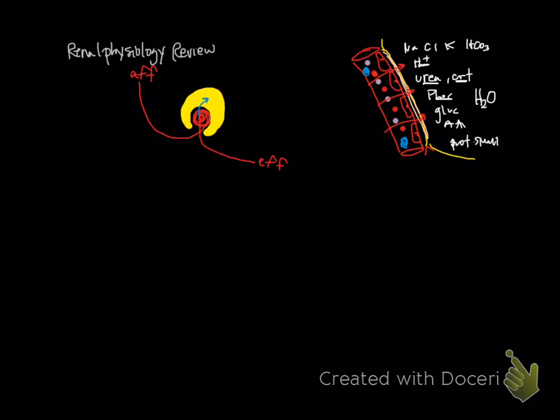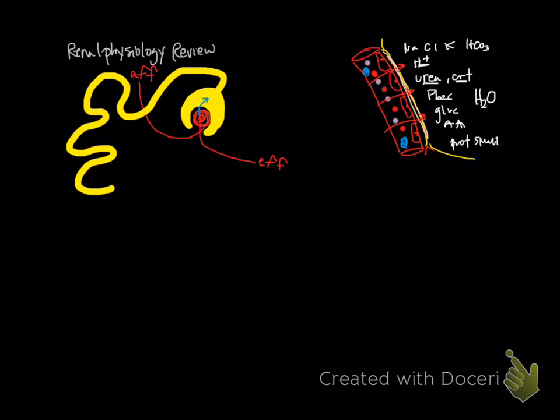the functional unit of the nephron, again, is the glomerulus plus the tubule. So that's our nephron. So let's move on to the tubular part, and we're going to start with the proximal convoluted tubule.